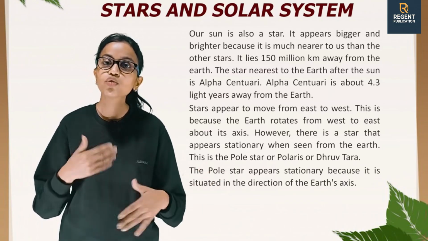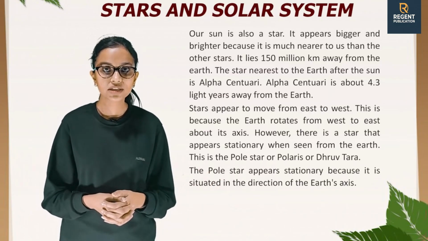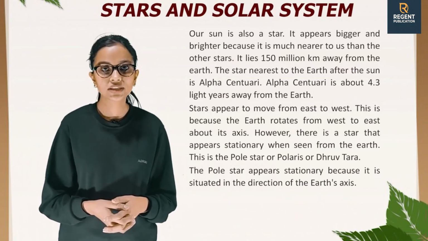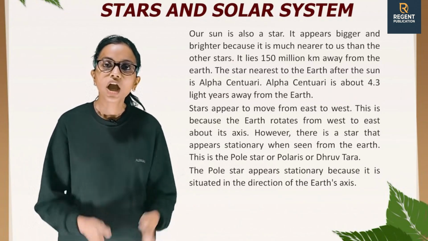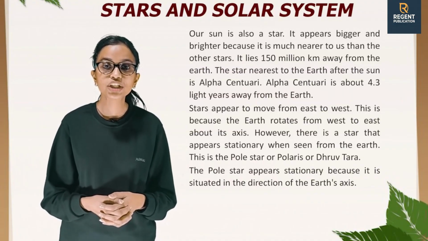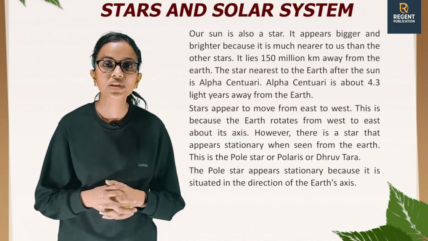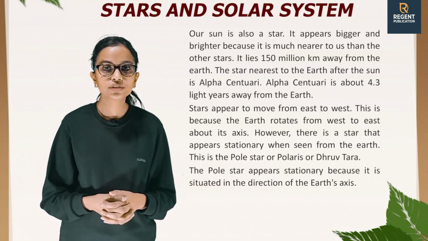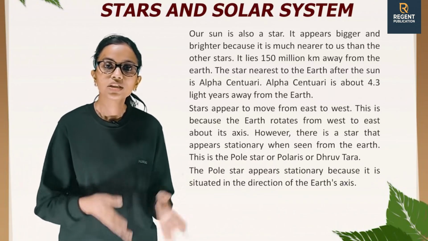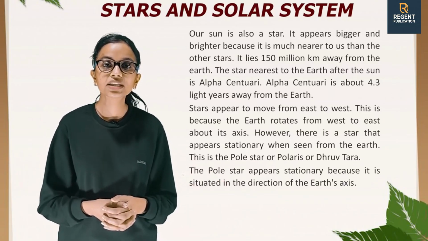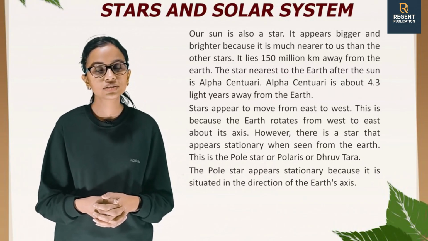Stars appear to move from east to west. This is because the Earth rotates from west to east about its axis. However, there is a star that appears stationary when seen from the Earth. This is the pole star or Polaris or Dhruv Tara. The pole star appears stationary because it is situated in the direction of the Earth's axis.